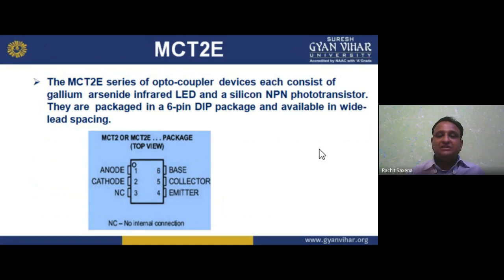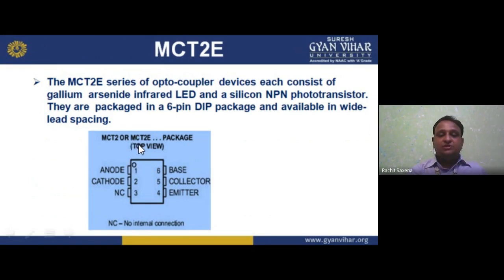They are packaged in a 6-pin DIP package and available in wide lead spacing. Now it is shown here. It looks like this.